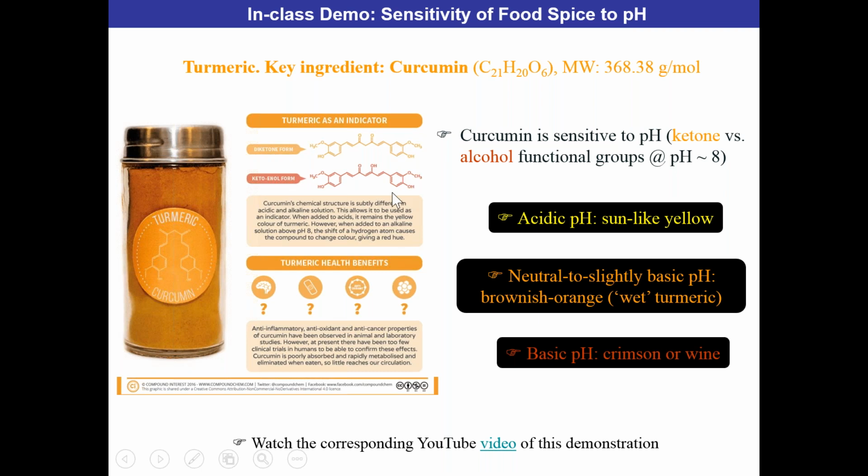And then of course, if it does go basic, it actually turns into this beautiful crimson and wine color, or even a kind of sienna color if it's not too basic. So it's pretty interesting. So watch the video, you'll be able to get an indicator there that turmeric, a common spice ingredient, can function as a pH indicator. It's pretty neat.